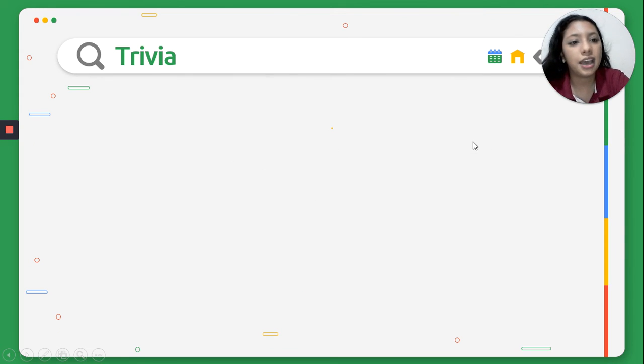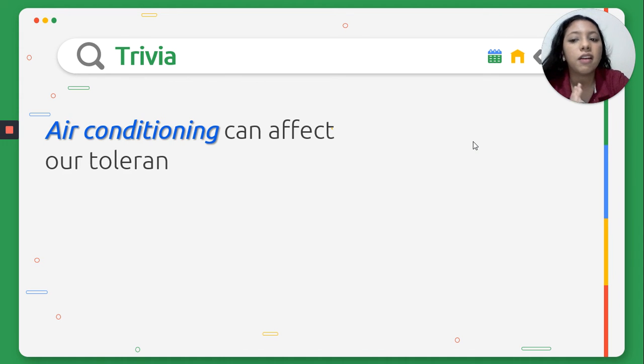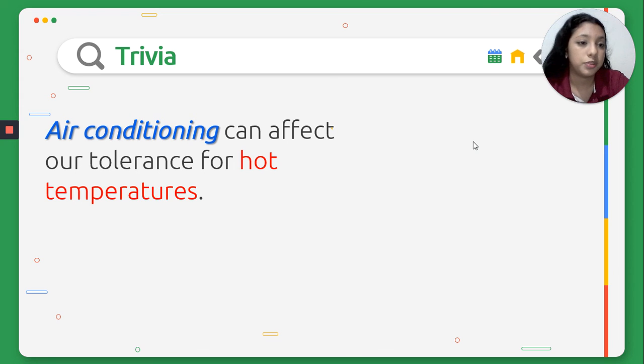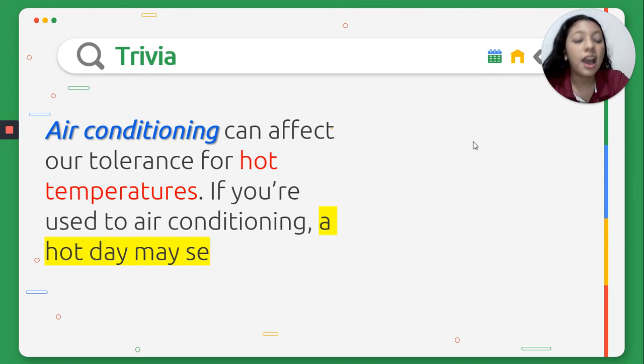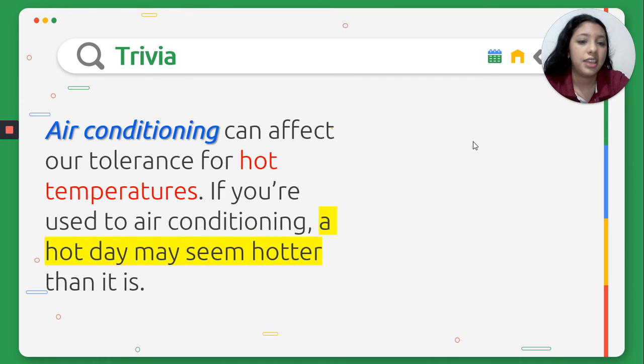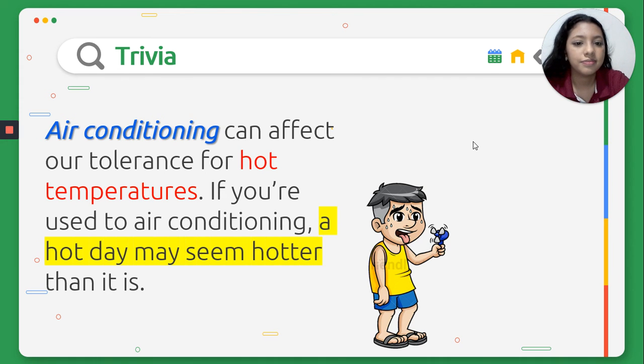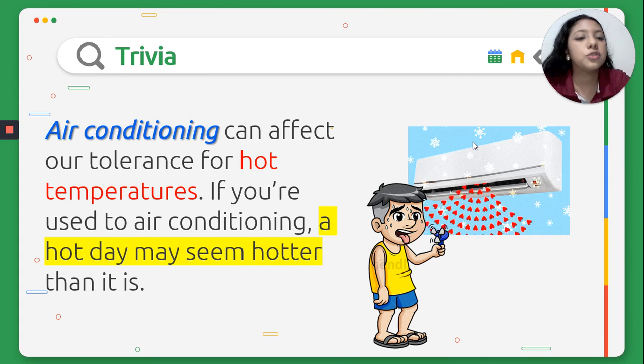So trivia time. Air conditioning can affect our tolerance for hot temperatures. Yes. If you're used to air conditioning all the time, a hot day may seem hotter than it is. So here's you, all sweaty because it's a hot day and you're used to the AC, to the beautiful AC.